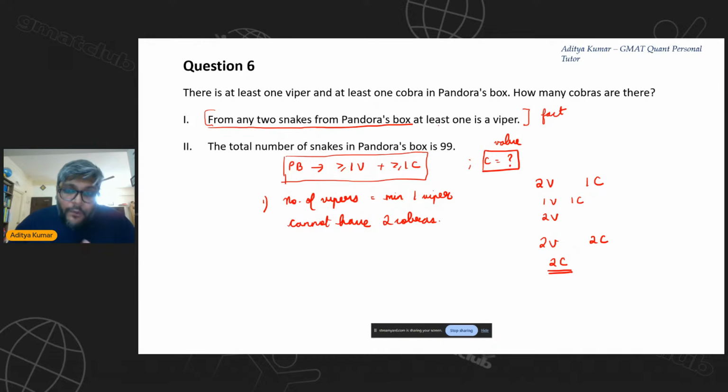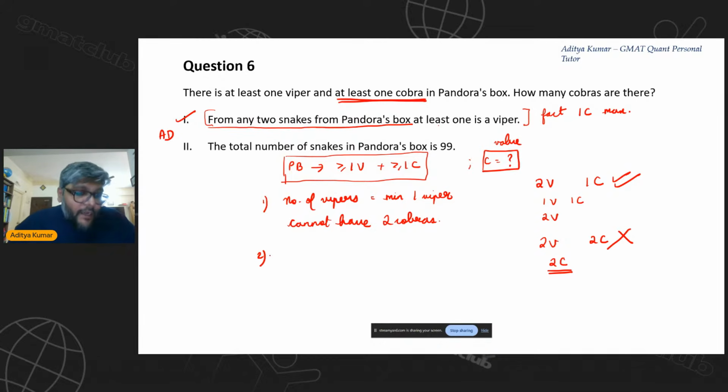That fact will never be satisfied if I have more than one cobra in the box. Because if I have more than one cobra, I can have a possibility where when I pick two snakes, both of them are cobras as well. So what does that mean? I cannot have two cobras. There has to be only one cobra. Now you can ask me, why not zero cobras? I cannot have zero cobras because the question stem tells me there has to be at least one. So the only way I can satisfy my first statement is I have to have a maximum of one cobra. I can have however many vipers I want. But I have to have a maximum of one cobra. And that's the only possibility. So the first statement is sufficient. AD.